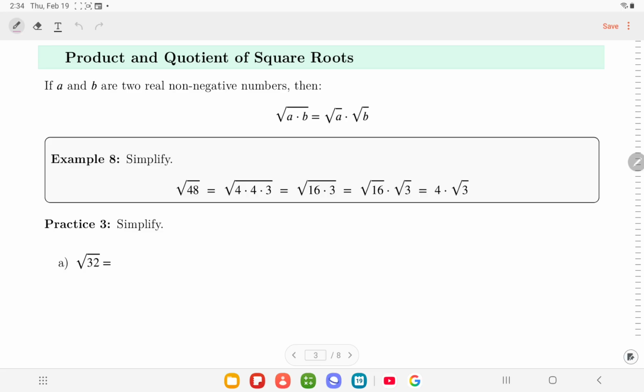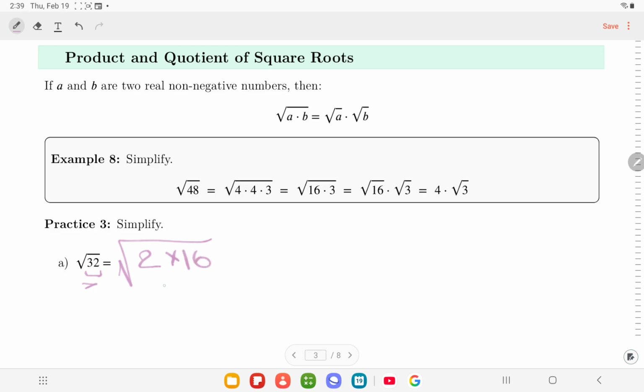Now, if your square root is not a perfect square, then what do we do? Well, then we would break down the number inside the square root into smaller numbers, and maybe one of them will end up being a perfect square that we can then solve. So for 32, for example, 32 is divisible by 2. So 32 is equal to 2 times 16.